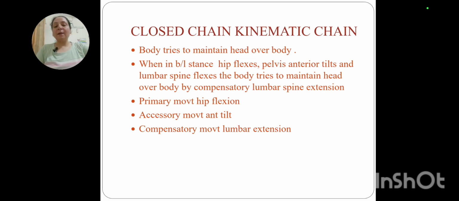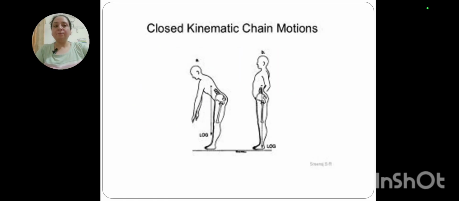This is a closed kinematic chain, that is the integrated movement of the pelvis on the femur. Can you see, normally it was hip flexion, anterior tilt and lumbar flexion when the open kinematic chain was there. Now in a closed kinematic chain, you can see the hip flexion will bring about anterior pelvic tilt, but there will be compensation by the lumbar lordosis.